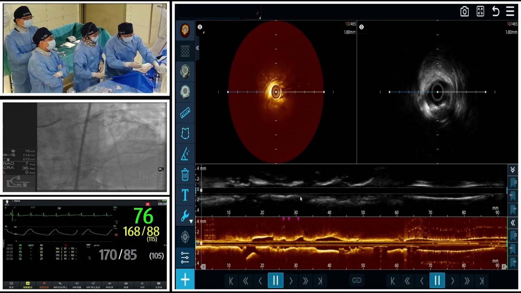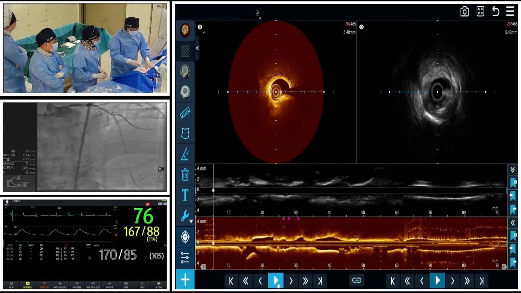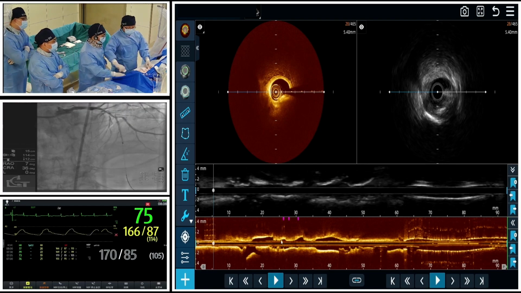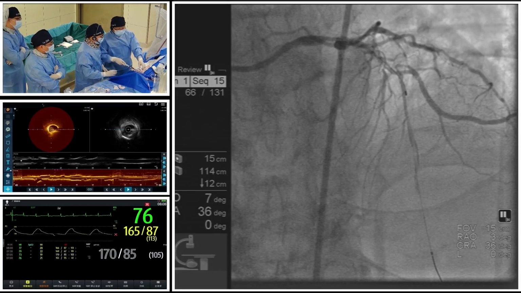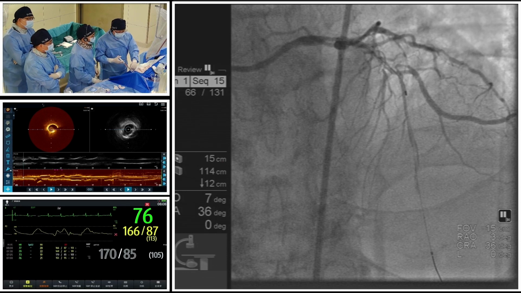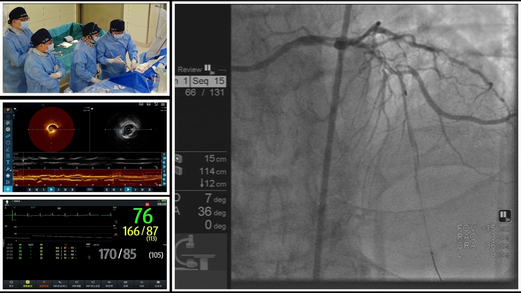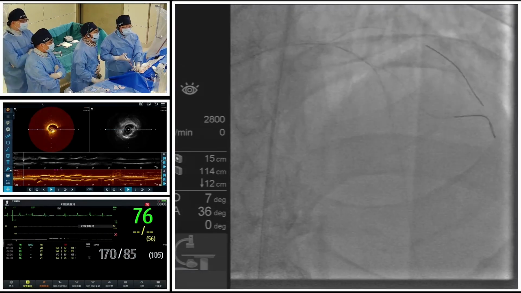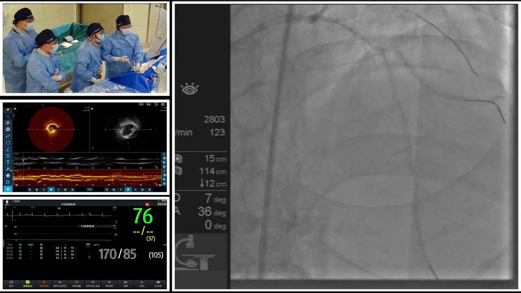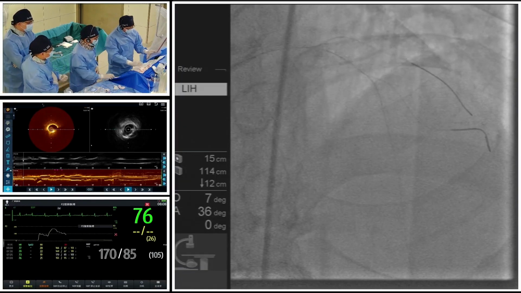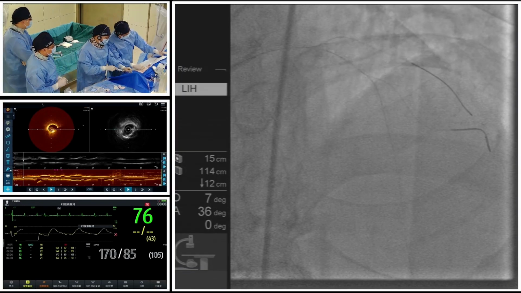I mean, this is a very interesting case because this is a typical left main bifurcation with a very severe calcified case. And just like the demonstration by Dr. Li, we checked that there is a very severe calcified plaque at the distal left main and also at the trunk of the bifurcation.